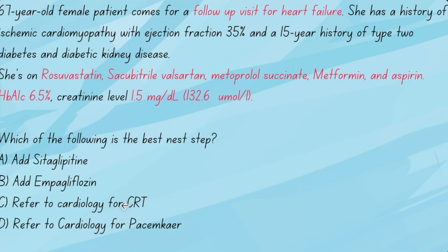Okay, so this patient is not bradycardic. There is no data about her bradycardia. So pacemaker is a wrong answer. Sitagliptin or saxagliptin are dipeptidyl-peptidase-4 inhibitors. This patient's HbA1c is 6.5%. Why am I going to put her on a dipeptidyl-peptidase inhibitor? She's okay on metformin, and it looks like she's doing okay with lifestyle modification. So the right answer here is add empagliflozin.